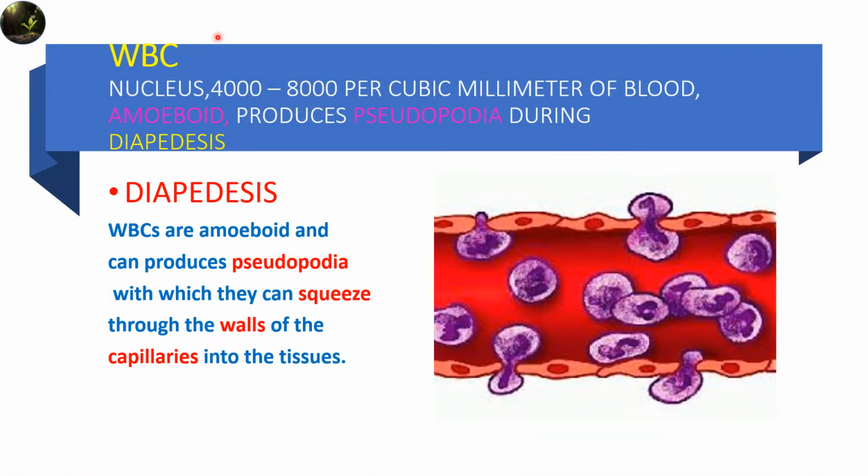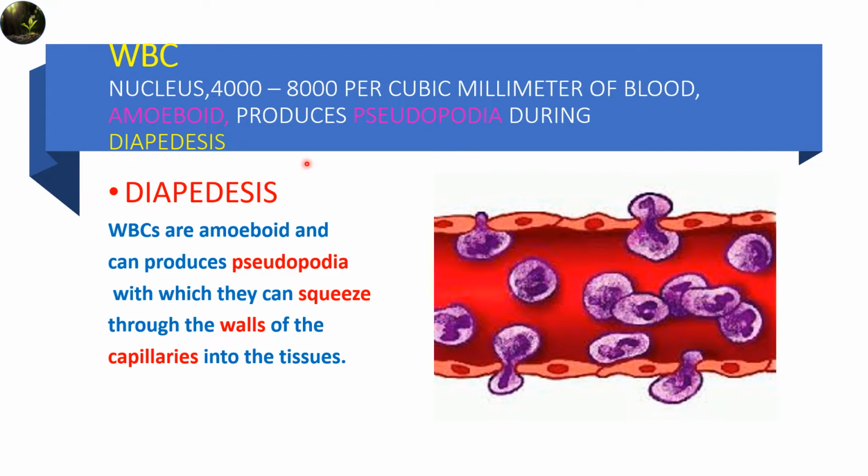WBCs. What are WBCs? The other cellular element present in the blood. What are the features of WBC? WBC has a nucleus. Per cubic millimeter of blood, we can see 4,000 to 8,000 WBCs. It is amoeboid in nature. Then what is the shape of WBC? That is amoeboid. It produces pseudopodia during diapedesis.